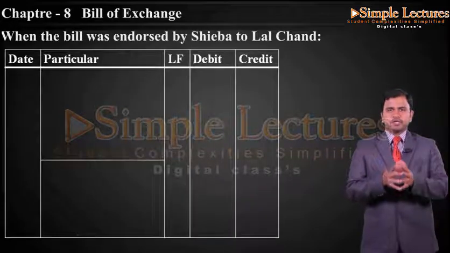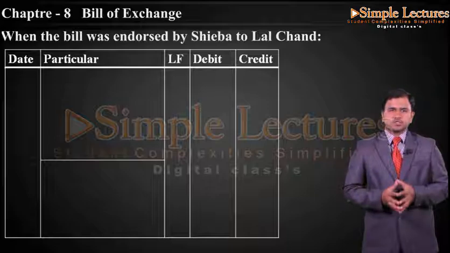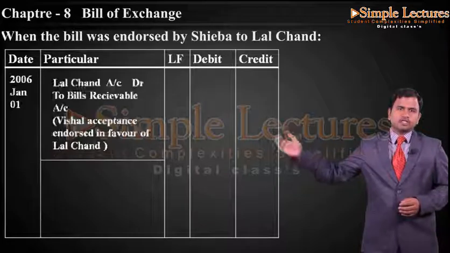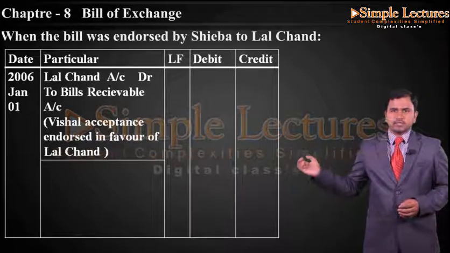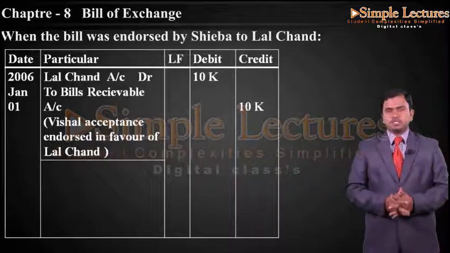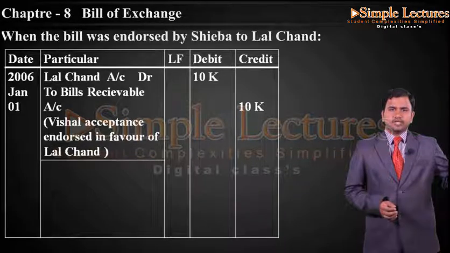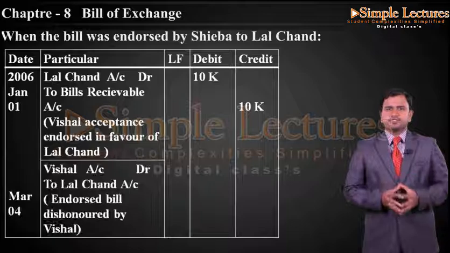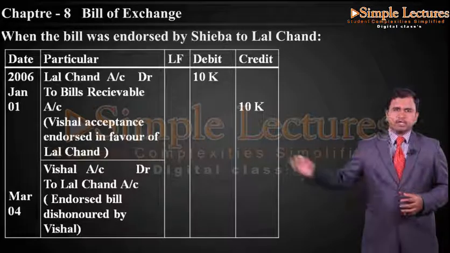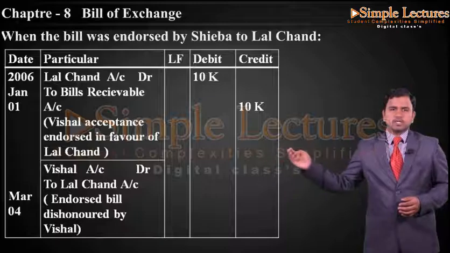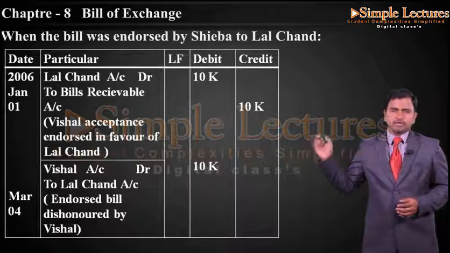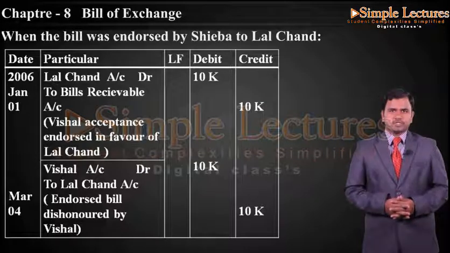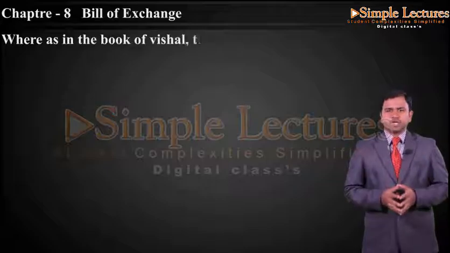And the third entry will be for endorsement, where the bill was endorsed to Lal Chand. So Lal Chand will be the receiver now, he will be debited. So here Lal Chand account debtor to bills receivable account, 10,000 debit and 10,000 credit. The narration will be Vishal's acceptance endorsed in favor of Lal Chand. And the last entry will be for the dishonored bill, where the entry is Vishal account debtor to Lal Chand account, 10,000 debit and 10,000 credit. And the narration will be endorsed bill dishonored by Vishal.